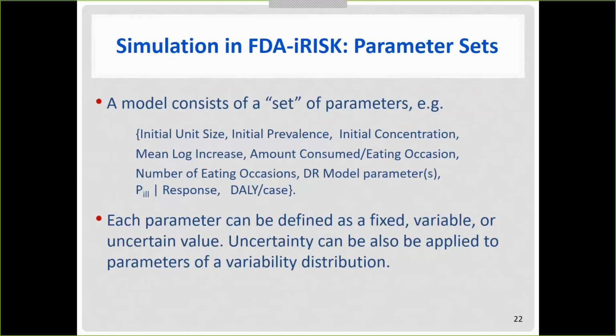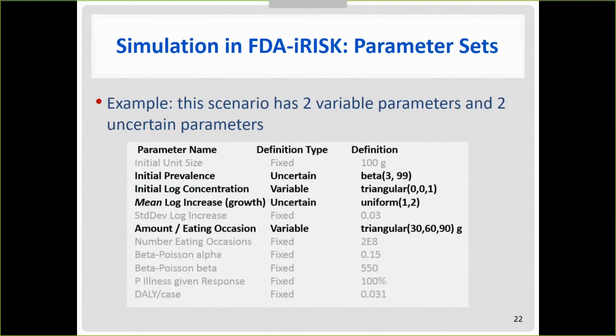I will take a few moments to go through how simulation works in FDA-iRISK. Let's take a look at a simple model, in this case for a microbial hazard, that consists of a set of parameters for unit size, prevalence, concentration, growth, amount consumed, and so on. Each parameter can be defined as a fixed, variable, or uncertain value.